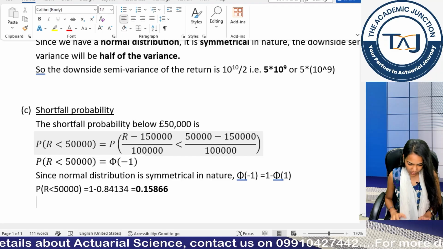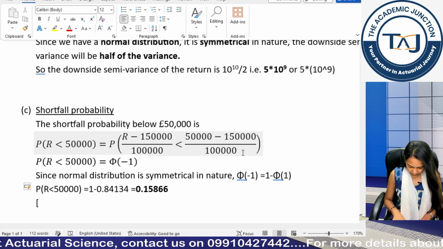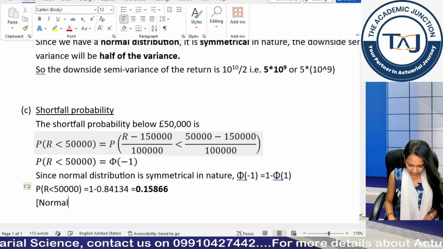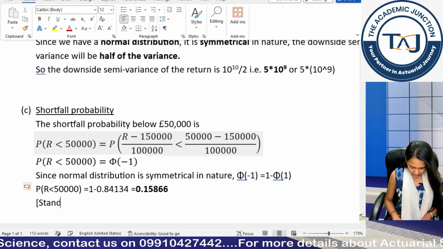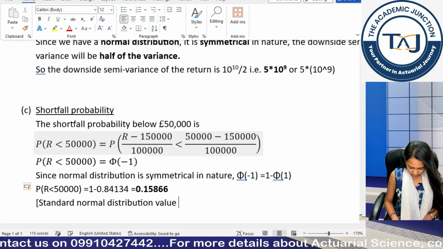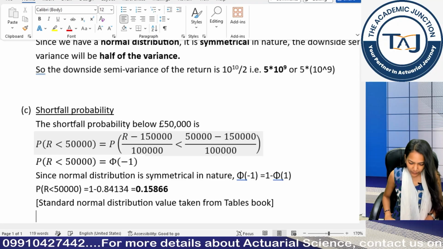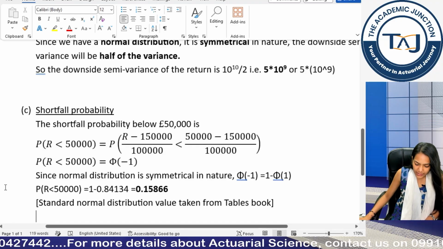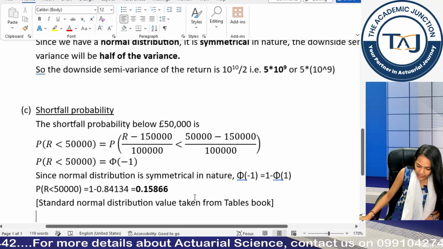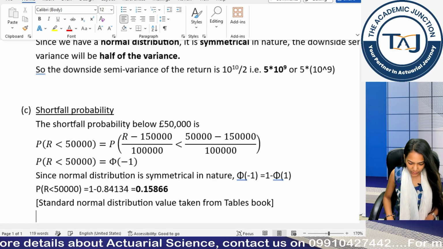Now we have used the reference of tables book to calculate this Phi of 1. So I will also mention this reference. So I will write as normal, this standard normal distribution value it is. So standard normal distribution value taken from tables book, or you can simply write tables book page number alongside this line of equation. Okay, whatever suits you.